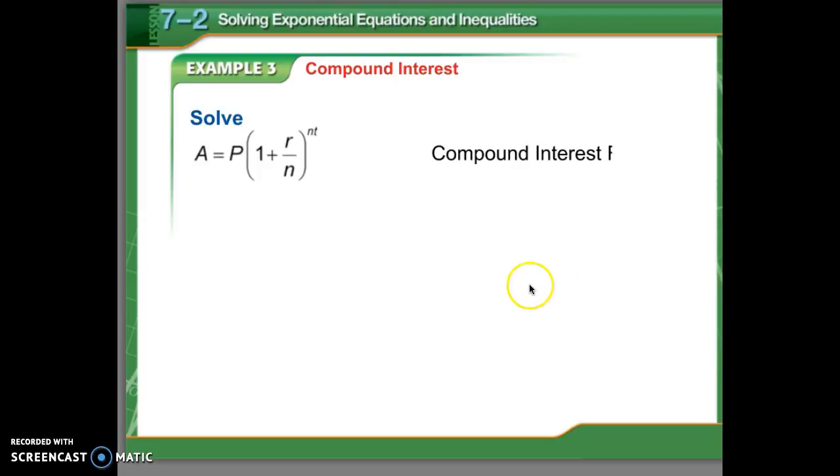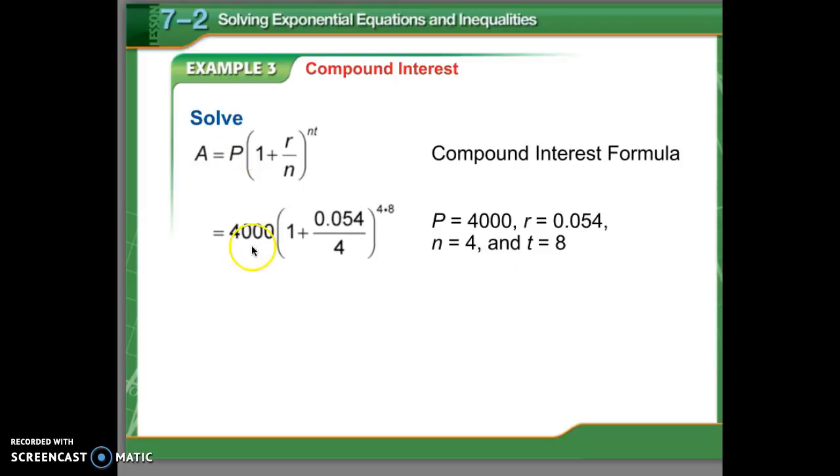And so now, just plugging those values into our equation, we get 4,000 times (1 plus 0.054 divided by 4) to the 4 times 8 power. Then you just plug all that into the calculator, and you should get the answer of $6,143.56.